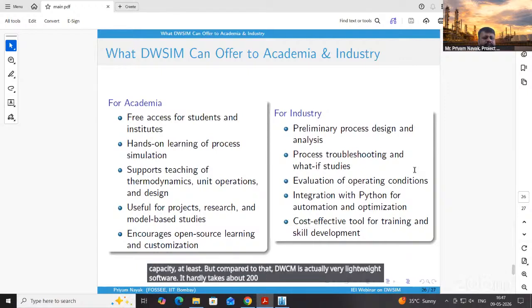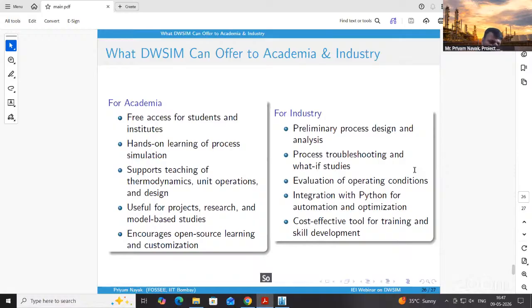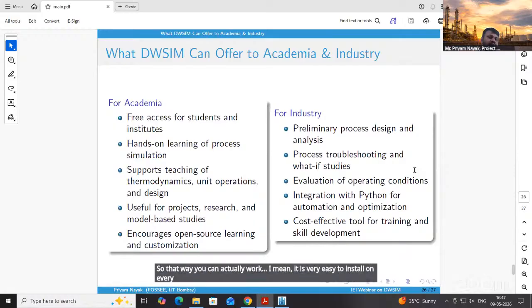The installation file is about 200 MB, and if you just install, it takes hardly a GB of your space. So that way, you can actually work. It is very easy to install on every system, and the student can use it on their laptop itself. Also, no license, so that's another advantage.